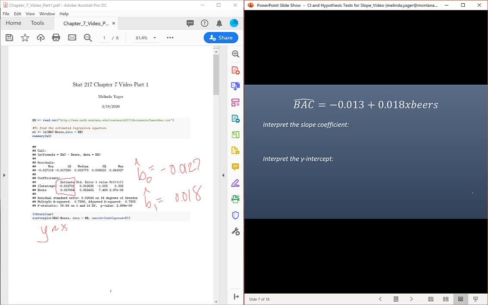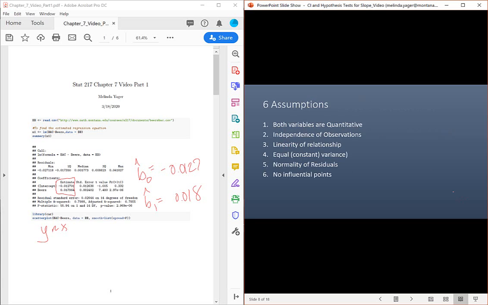To interpret the slope coefficient, we'd say for each additional beer consumed, the expected blood alcohol content will increase on average by 0.018 grams per deciliter. The interpretation of the y-intercept says for 0 beers consumed, the expected blood alcohol content will be on average negative 0.13 grams per deciliter. Let's check the assumptions for a simple linear regression test.